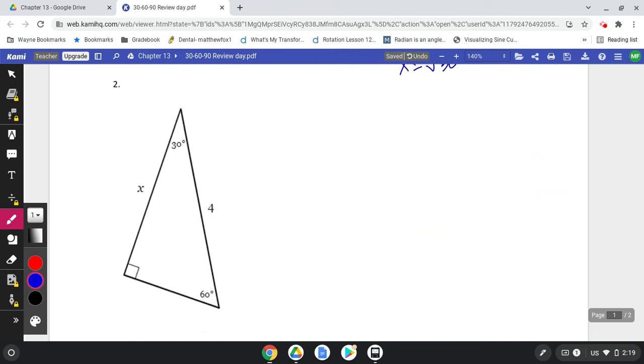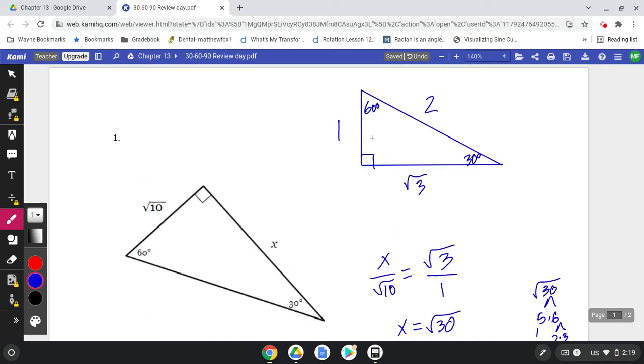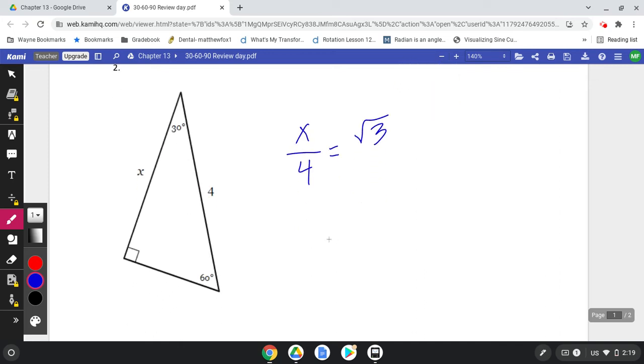Okay, example 2 here. Once again, we got an x over 4. X is across from 60, which on our template, across from 60 is square root of 3. Meanwhile, 4 is the hypotenuse across from 90. On our template, that was 2. Cross multiply, we get 2x equals 4 square root of 3. Divide by 2, divide by 2. The 2 goes into 4. Can't go into square root of 3 though because that's a square root.